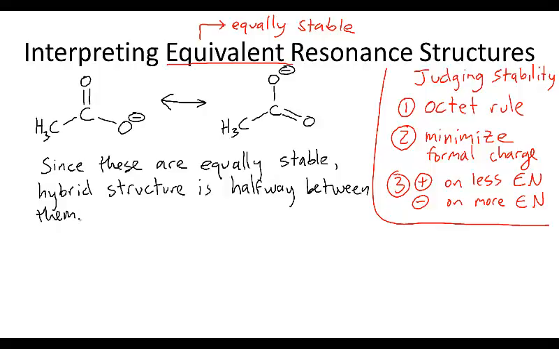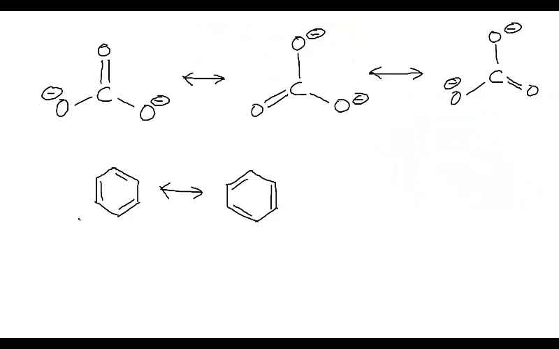The other examples I showed were also cases where the resonance structures were equally stable. So for carbonate, all three are equally stable. So the actual structure is an equal hybrid of the three. All three bonds would be equivalent. The delocalized pi bond is shared equally among all three oxygen atoms. With benzene, these two resonance structures are equally stable. So the actual structure is going to be, all the bonds in benzene are going to be completely equivalent. Okay, equal sharing.